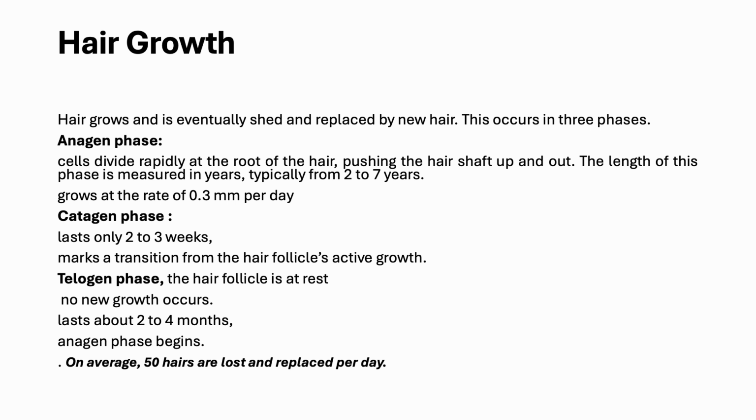The catagen phase lasts only 2 to 3 weeks and marks a transition from the hair follicle's active growth, and from this we go to the telogen phase. Here the hair is at rest and doesn't grow anymore. No new growth occurs at this stage, and it lasts for about 2 to 4 months. The anagen phase begins thereafter. Good to know, on average 50 hairs are lost and replaced per day.